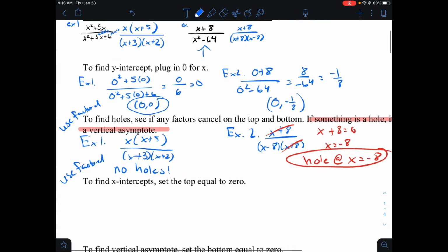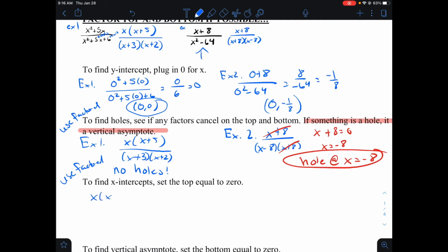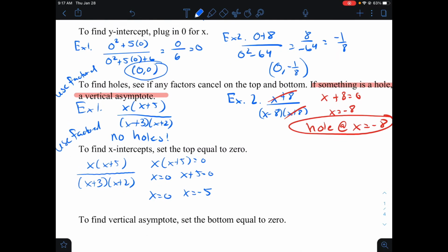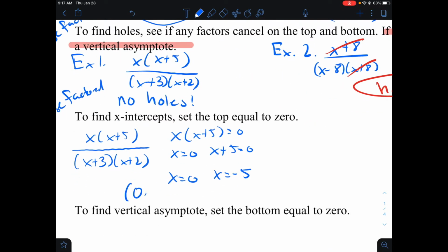All right, so we're going to use the factored form, and we've got x plus 5 all over x plus 3, x plus 2. So, of course, we need to set the top equal to 0, which we get x times x plus 5 equals 0. Since it's already factored, you just set each of the factors equal to 0. And you get x equals 0 and x equals -5. So, our x-intercepts are going to be 0, 0 and -5, 0.